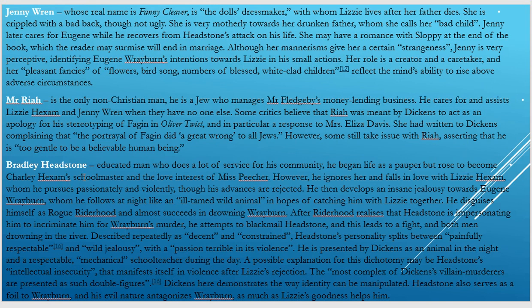Bradley Headstone, we say that's the educated man, and later what we realize is that he has a kind of character that later on they will fight, what we fought with Mr.